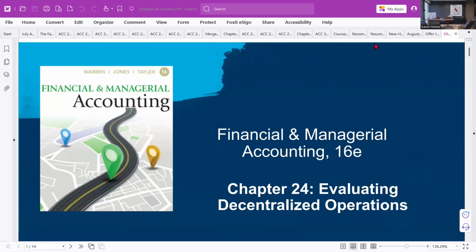In Chapter 24, we are looking at evaluating decentralized operations.